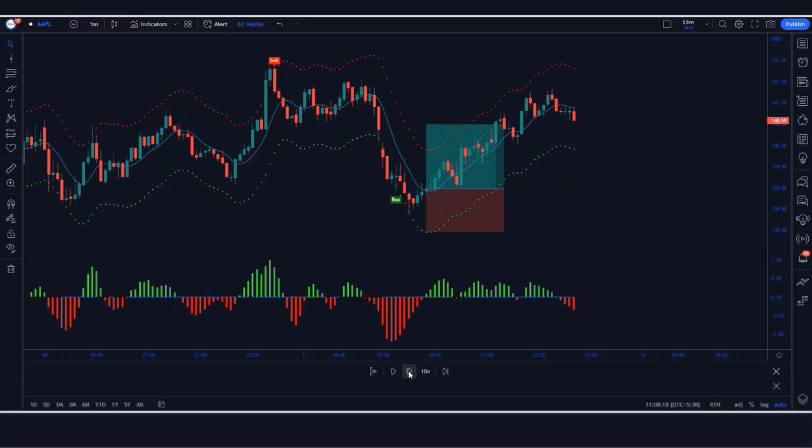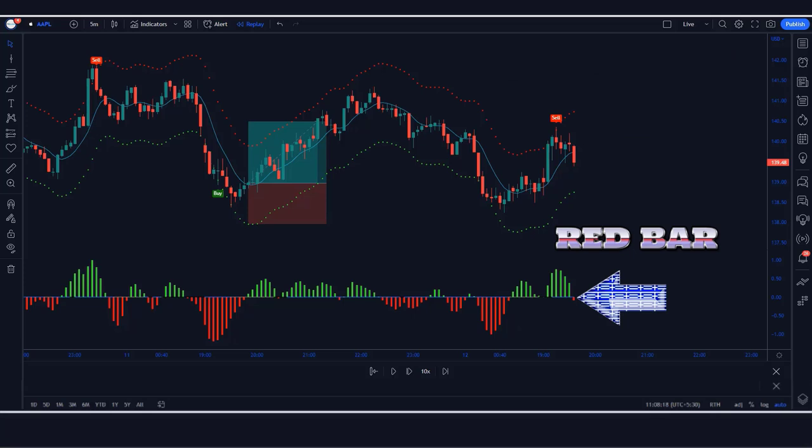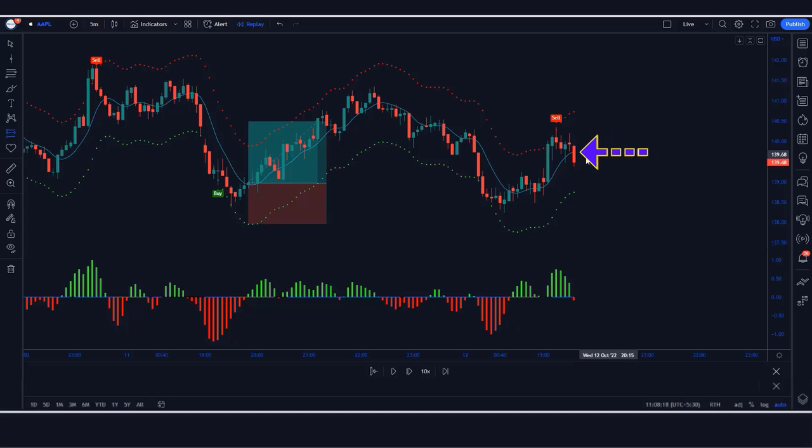When the Jurek Zones indicator gives us a sell signal, the Squeeze Momentum histogram should be a red bar candle below the zero level, and the market should be below the middle plot line of the Jurek Zones indicator. When the market forms a bearish candle and this condition is fulfilled, then we will place a sell order.